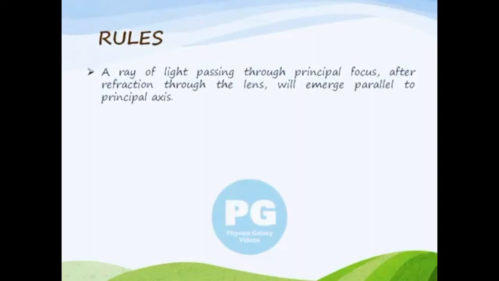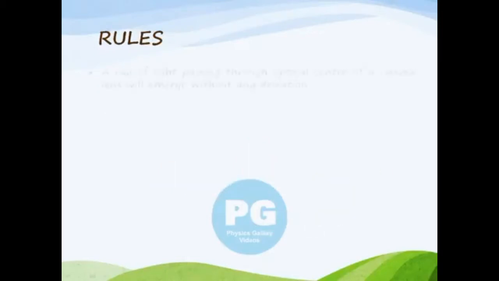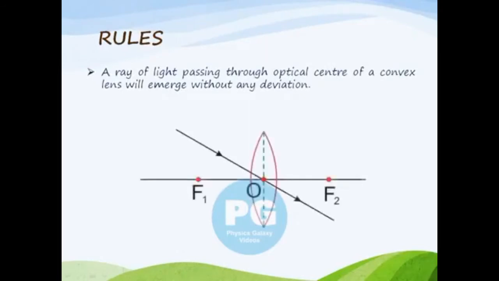A ray of light passing through principal focus, after refraction through the lens, will emerge parallel to the principal axis. This is the second rule, that a ray of light that passes through a principal focus, after refraction, will become parallel to the principal axis. A ray of light passing through optical center of a convex lens will emerge without any deviation.